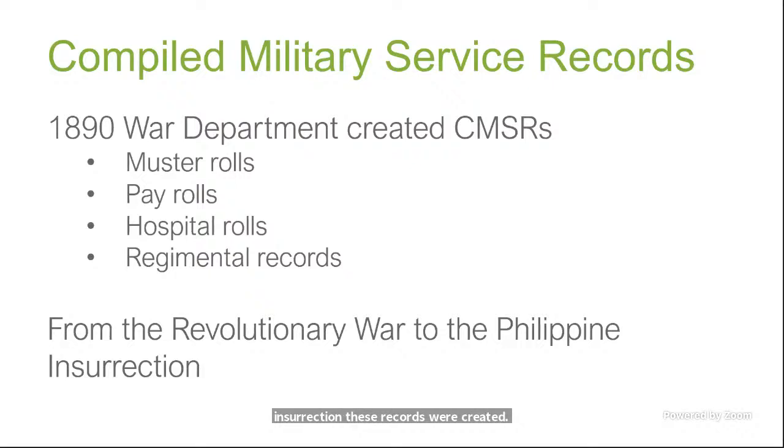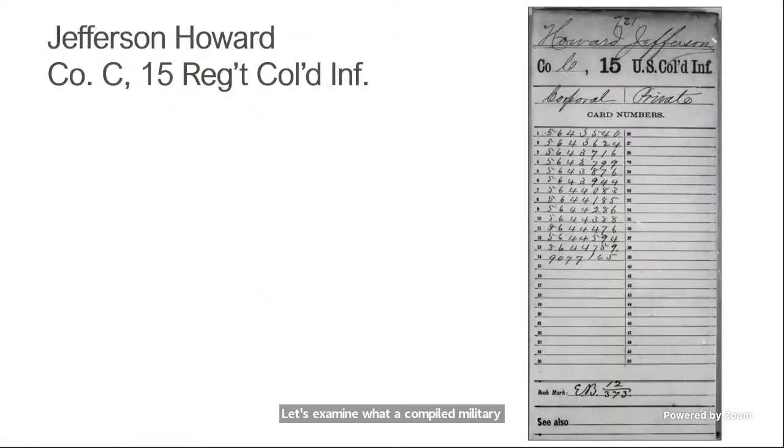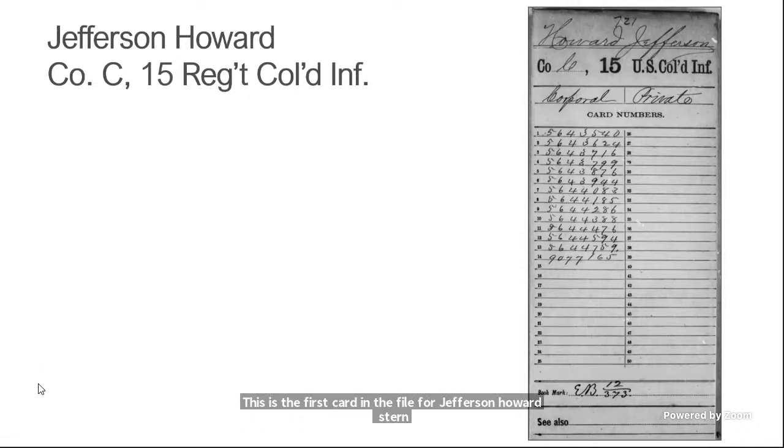Let's examine what a compiled military record looks like. Okay, we're going to start with Jefferson Howard. Inside the file, there's usually a card like this. It is sort of an index card to the additional cards in the file folder or the packet, sometimes referred to as a packet. This is the first card in the file for Jefferson Howard. Let's take a closer look at what it contains.